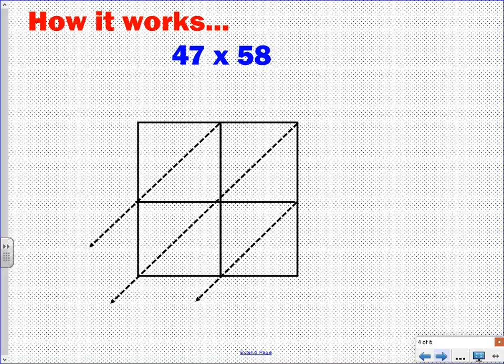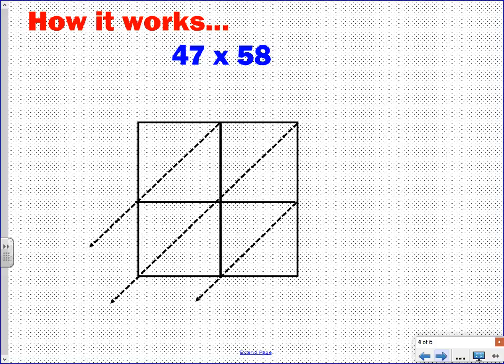How it works. Here on our screen, you're going to see a lattice box. Now, lattice boxes can be used to multiply 2-digit numbers by 2-digit numbers, 3-digit by 4-digit, 5-digit by 5-digit. The only thing that changes is how big your box is.